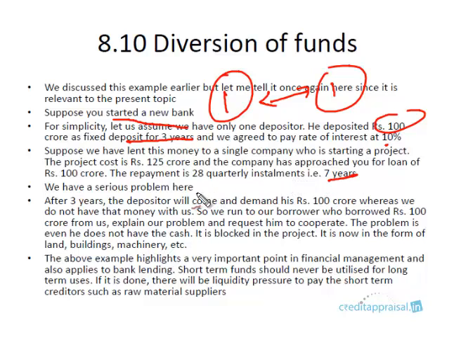Now we have a problem here. There is a mismatch. After 3 years, this depositor will be coming back for his 100 crores, and we don't have the money because we lent it to the borrower. So we go to the borrower and ask, give me back my 100 crores. The problem is, even he doesn't have this 100 crores, because it was invested in fixed assets, like land, building, machinery. It's not in the form of liquid cash.